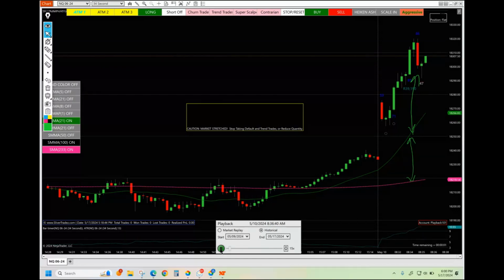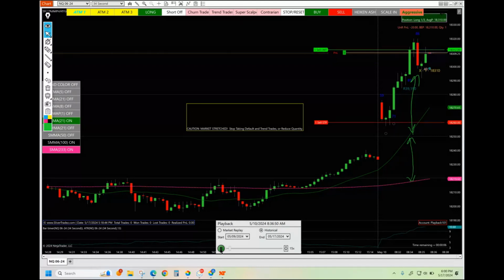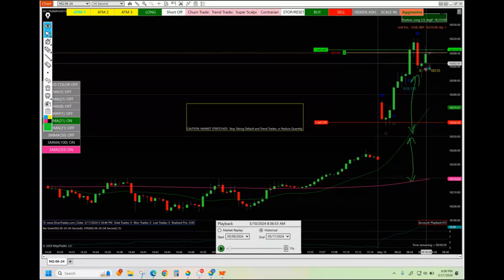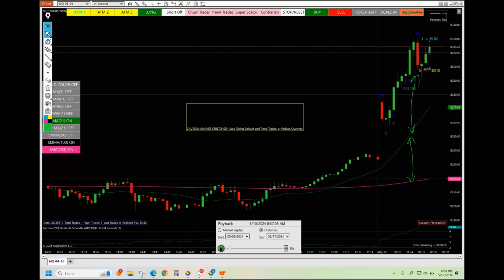So now let's see. Okay, it has taken a trade now. Perhaps the moving average also bent quite a bit upwards, so that it did not perceive that much of risk, and it took the trade. Okay, so let's see if this is profitable. Target filled. So 8 ticks of profit, which is $35.